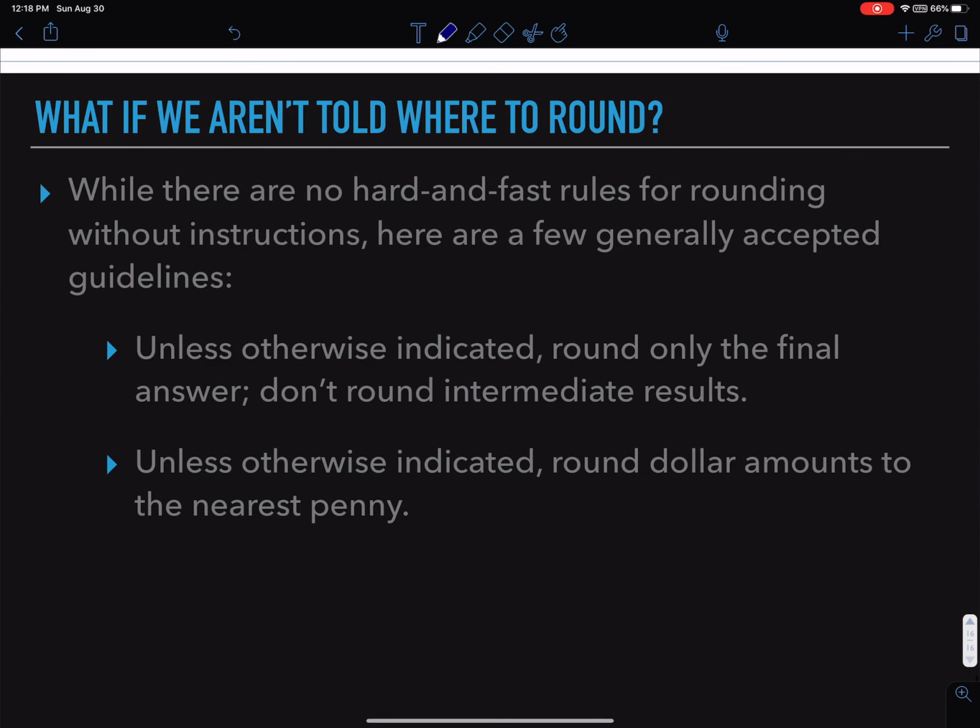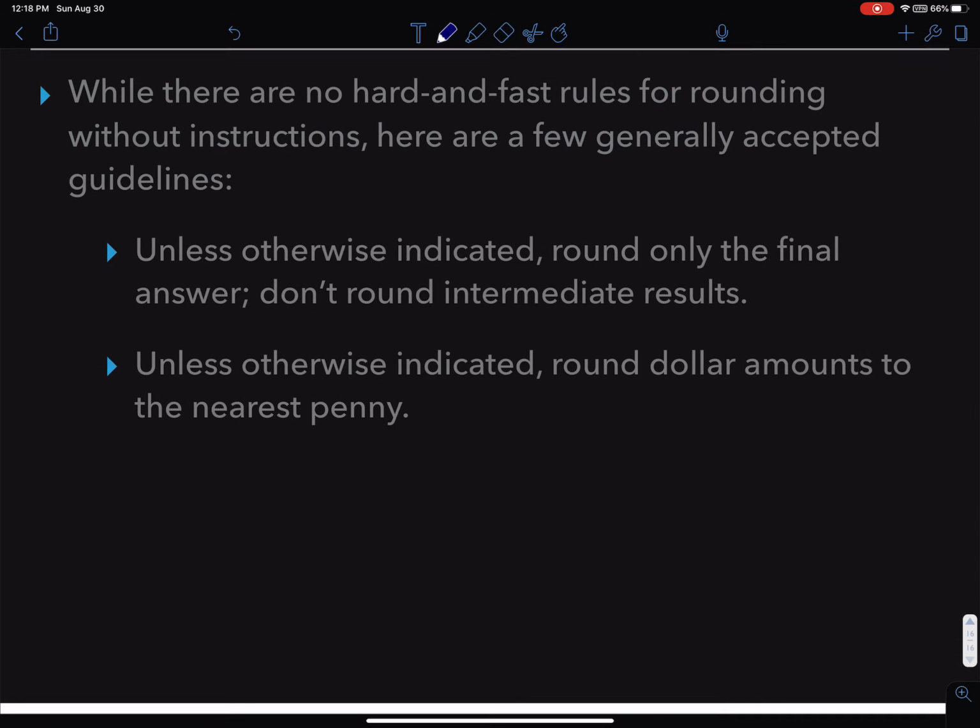If you're not told where to round, there are no hard and fast rules for rounding without instructions. Generally accepted guidelines, unless otherwise indicated: round only the final answer, not intermediate results. And unless otherwise indicated, round dollar amounts to the nearest penny. So it's going to be 2 decimal places.